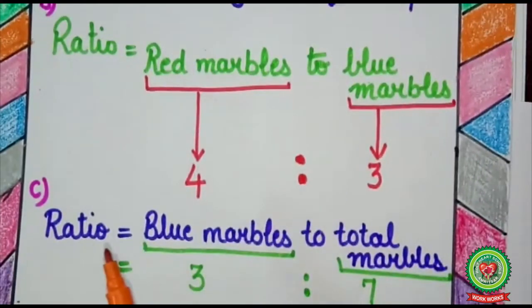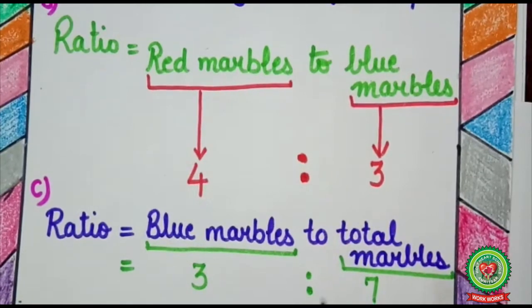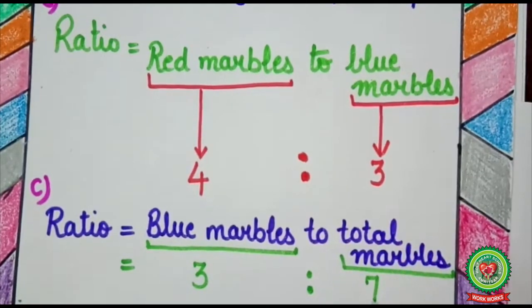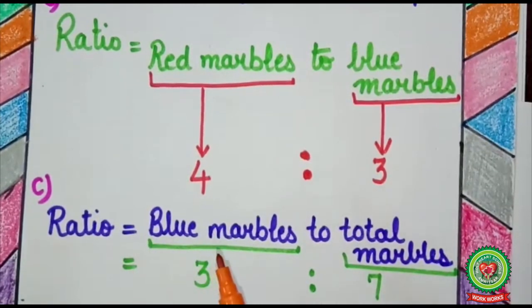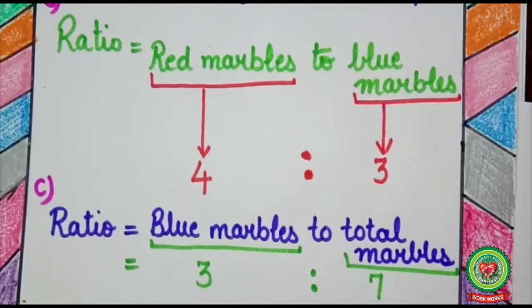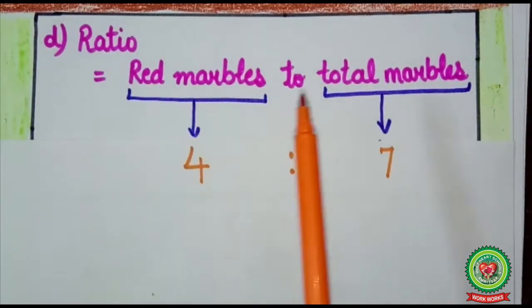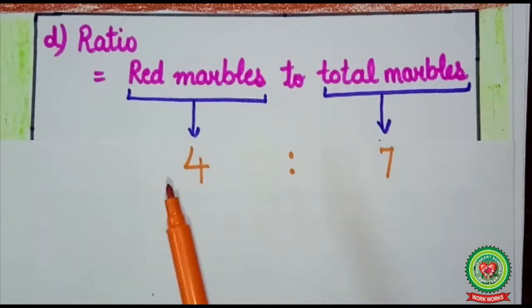Next one is the ratio of blue marbles to total marbles. Blue marbles equals 3, symbol of ratio, total marbles equals 7. So, the ratio of blue marbles to total marbles equals 3:7. And the last one is red marbles to total marbles. So, the ratio of red marbles to total marbles equals 4:7.